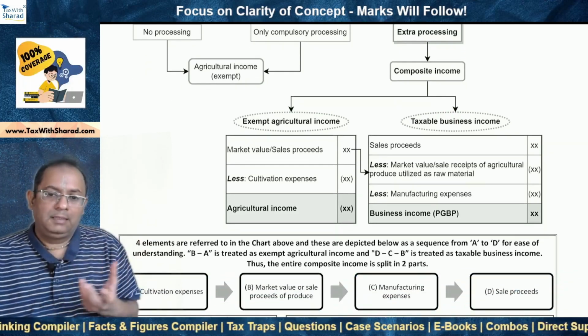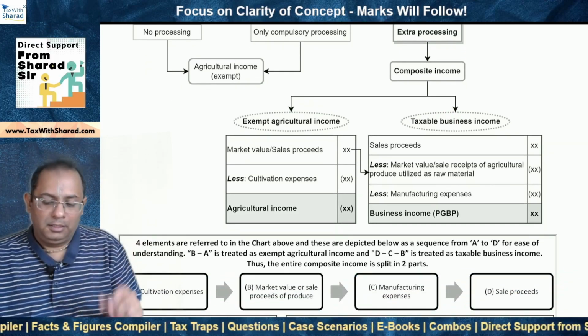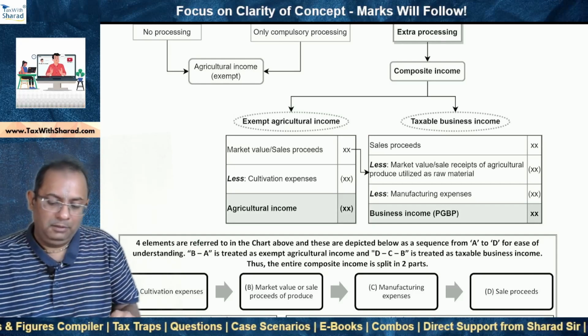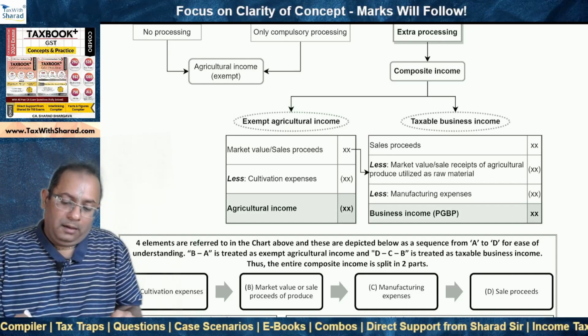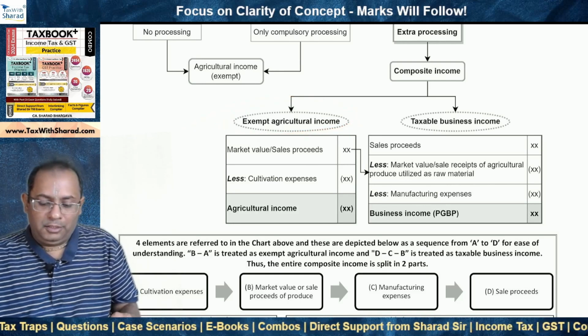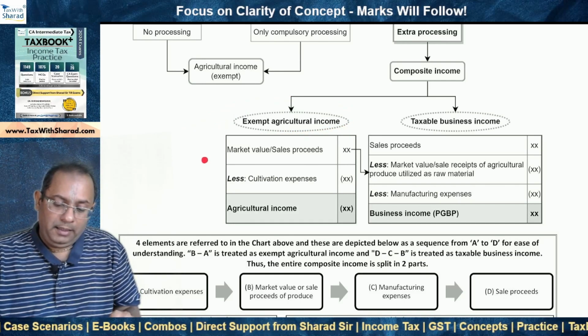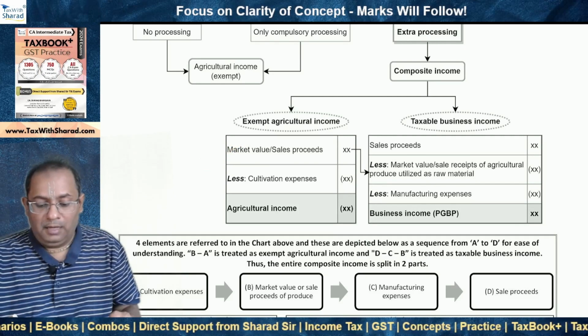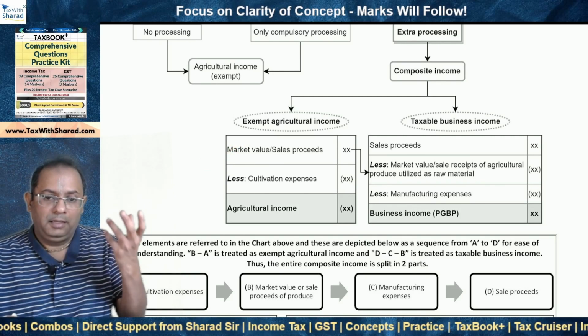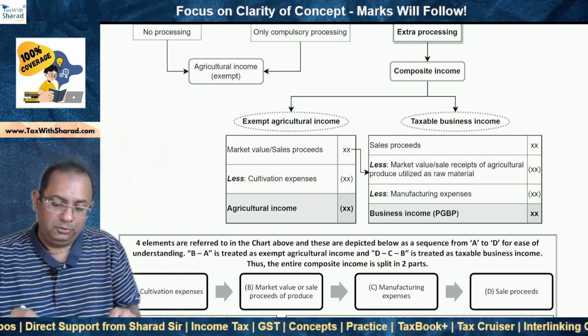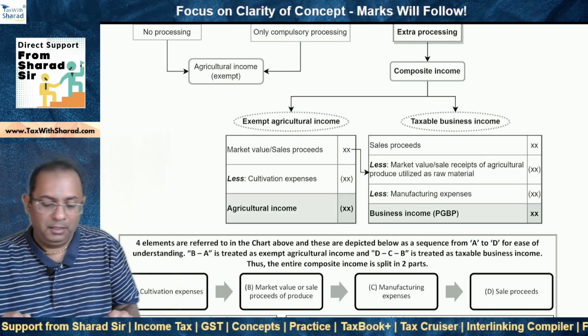Now rule 7 tells us the method of how to apportion such composite income into exempt and taxable portions. When we talk about computation of exempt agricultural income, first we take the market value or sale proceeds. So in our case, for example, it is sugarcane that is produced. So we take the market value or sale proceeds of sugarcane.